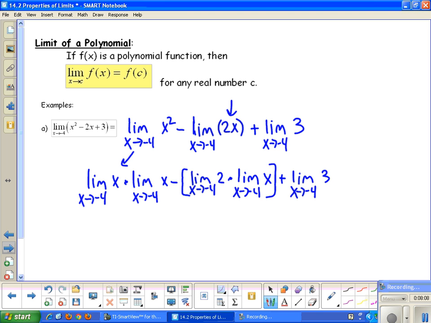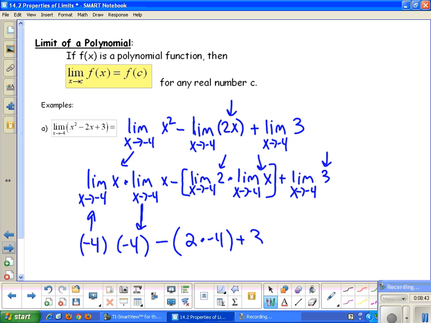So if I look at the first one, remember that the limit of x would just be that number. So for this first one, the limit as x approaches -4 of x would be -4. And we're multiplying it by this limit right here, so that would also be -4. Then we're subtracting the limit of a constant, which would be the constant, in this case 2. And here we have the limit of x, which would just be times -4. And then the limit of a constant is just that constant, so plus 3.